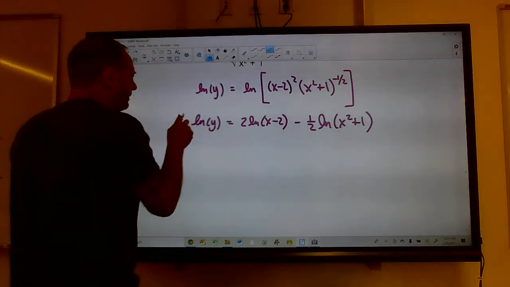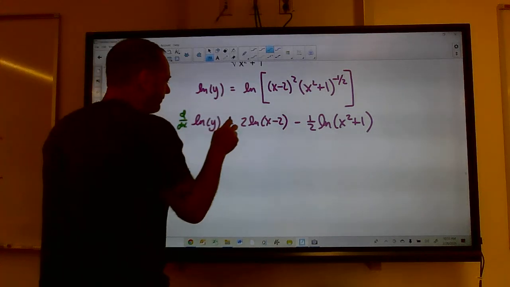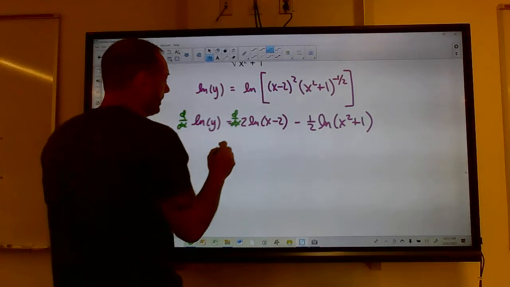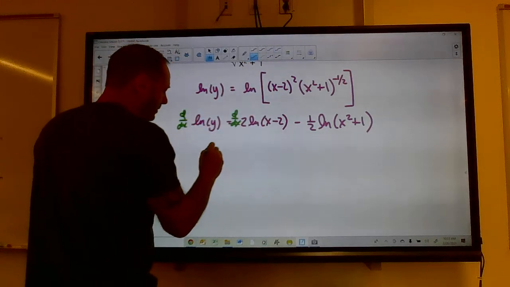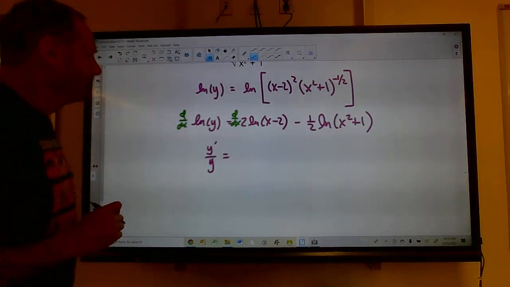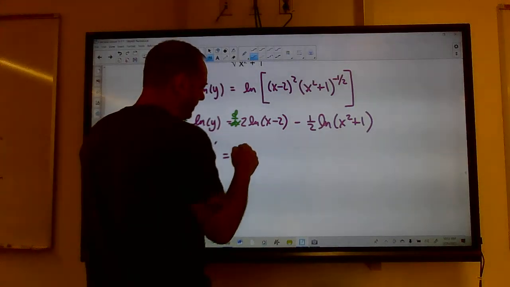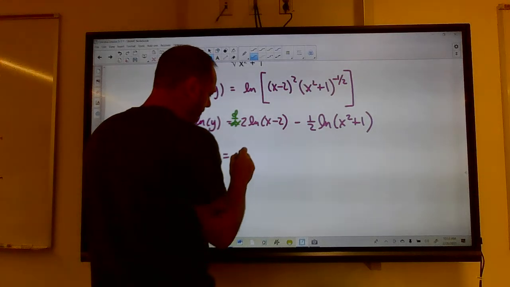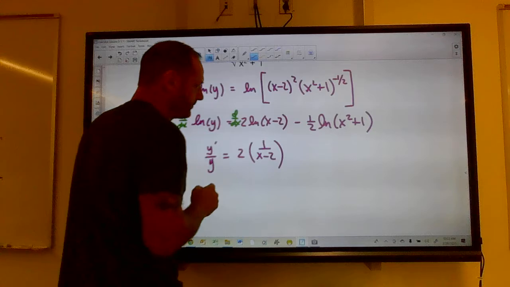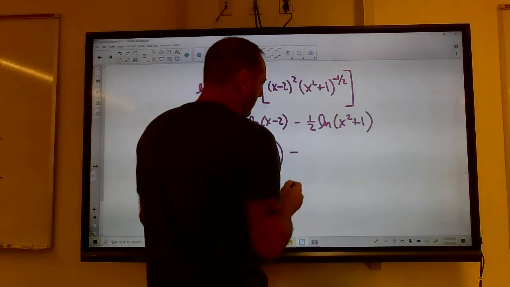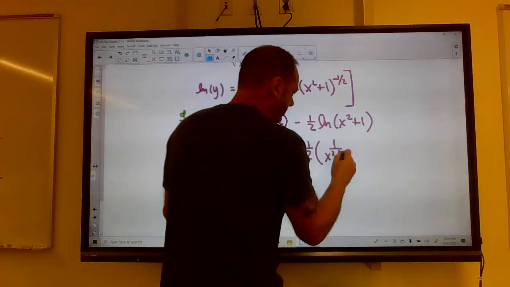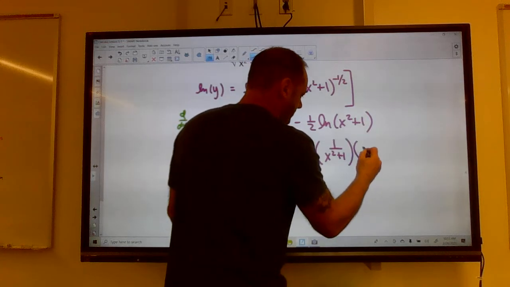So now we're going to take the derivative of both sides. We're going to end up with y prime over y on this side. Over here, this is going to be 2 times 1 over x minus 2 minus 1/2 of 1 over x squared plus 1 times 2x.